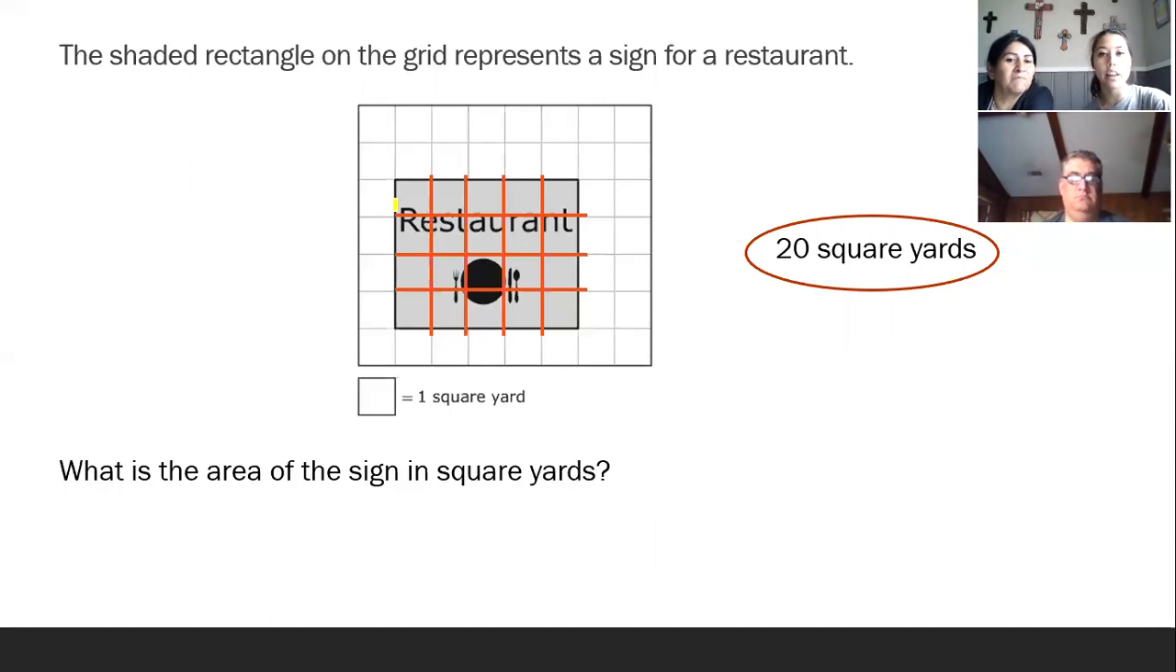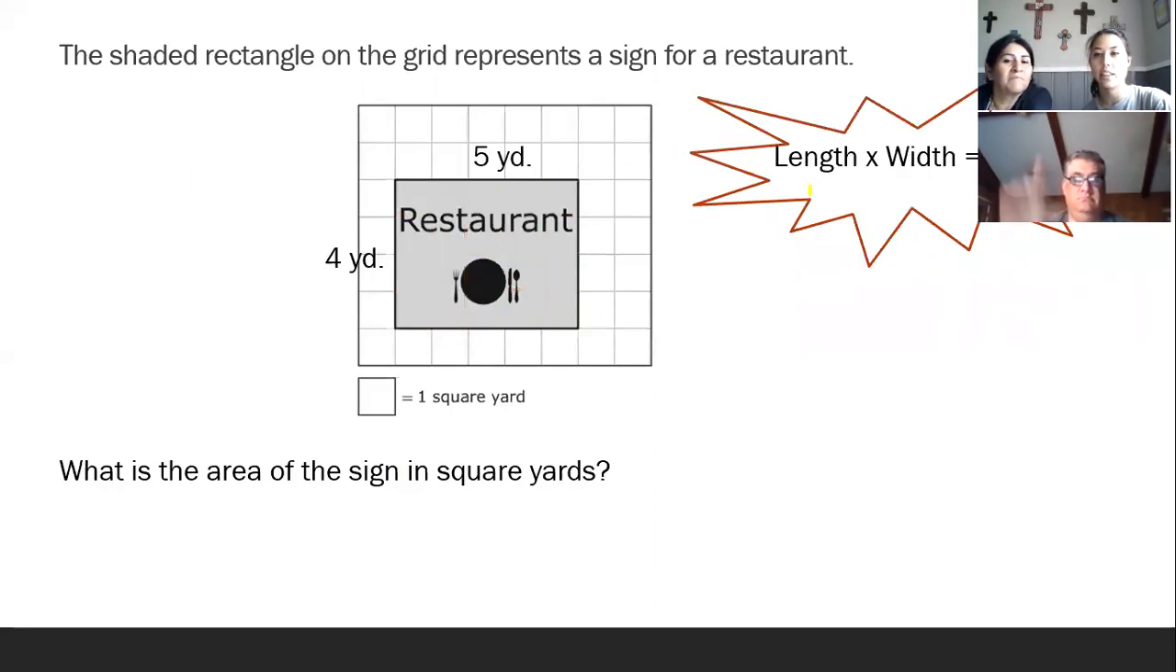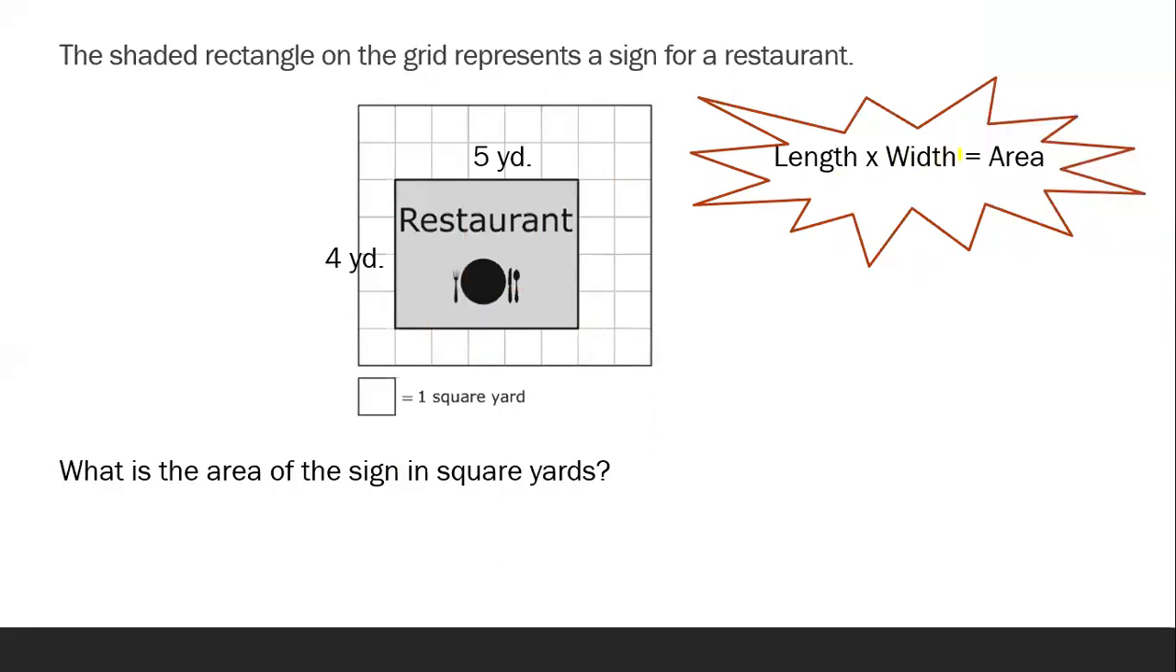The other strategy to use for this one would be to multiply the length times the width. It says length times width equals area. Y'all see that right there? So what you're going to do is find the length. So 1, 2, 3, 4. So the length is 4 times the width. So 1, 2, 3, 4, 5. So now you can multiply 4 times 5.